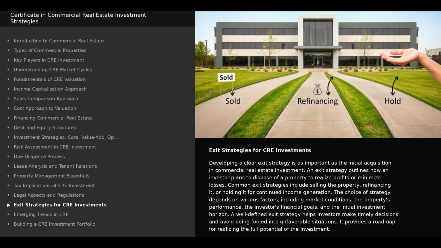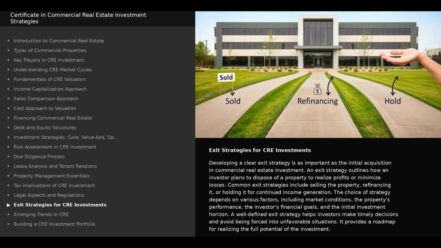Exit strategies for CRE investments. Developing a clear exit strategy is as important as the initial acquisition in commercial real estate investment. An exit strategy outlines how an investor plans to dispose of a property to realize profits or minimize losses. Common exit strategies include selling the property, refinancing it, or holding it for continued income generation.